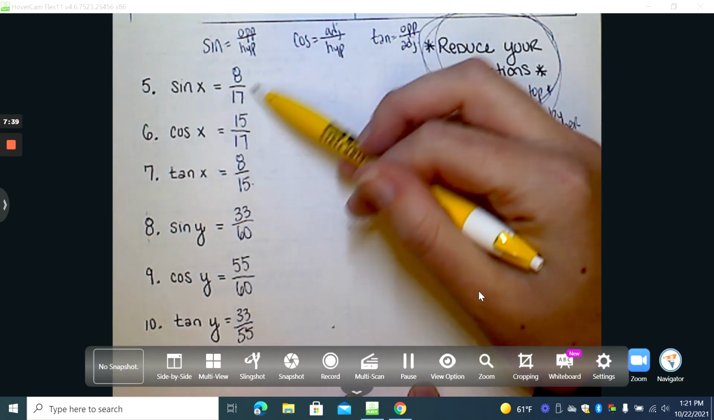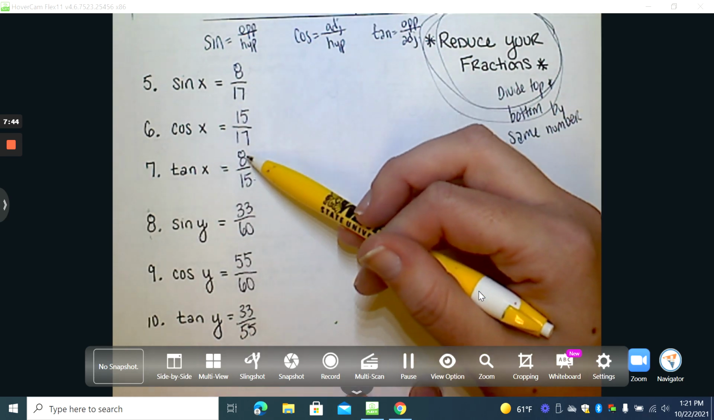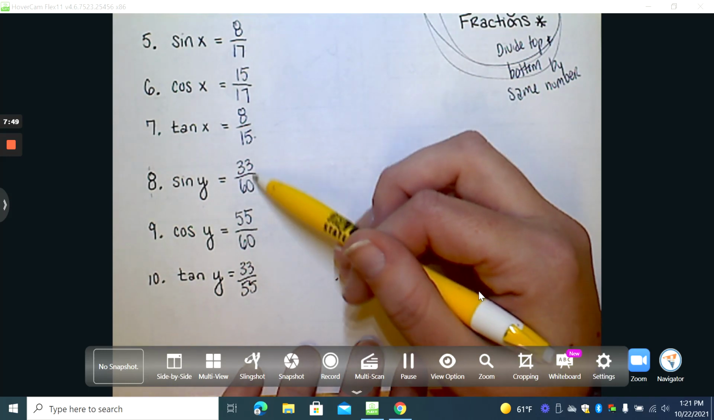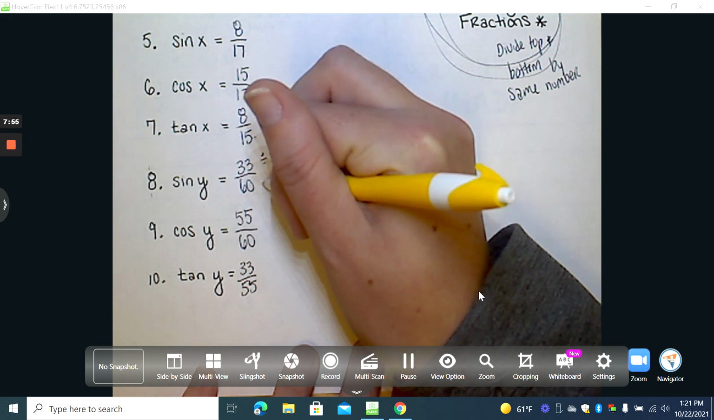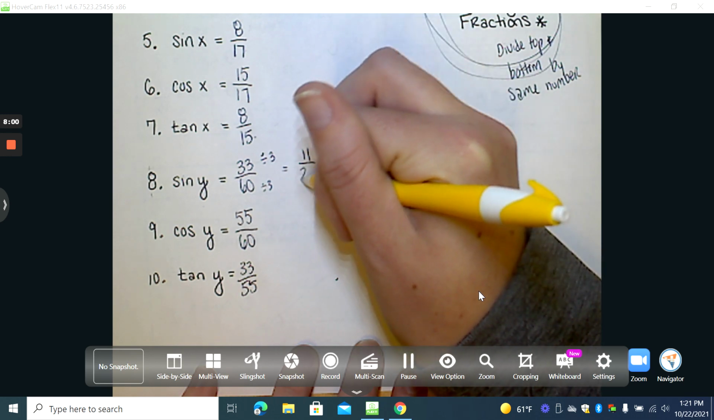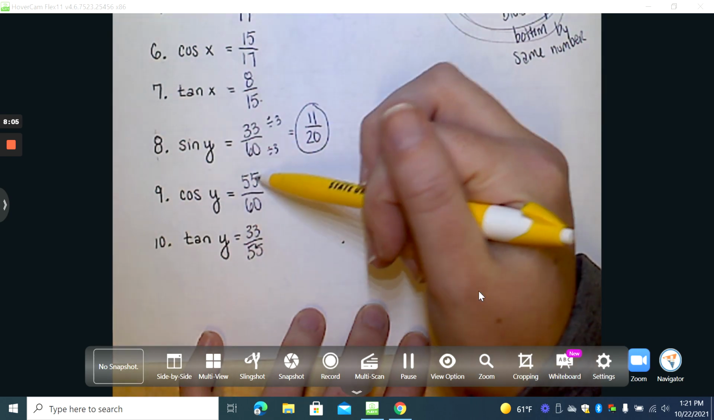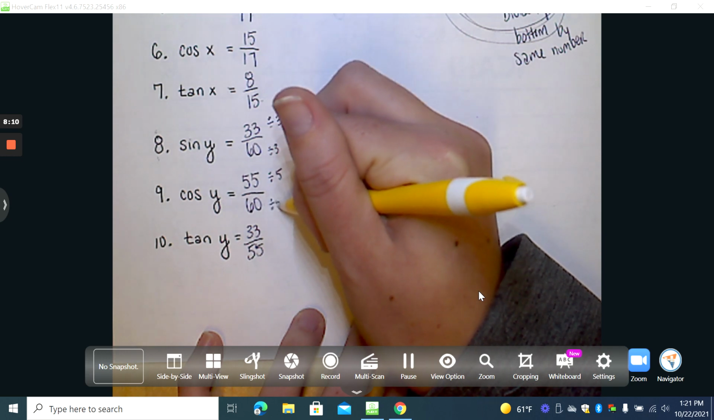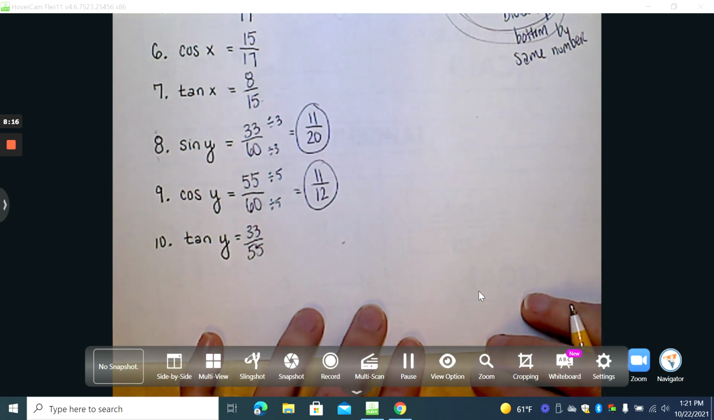So 8 and 17, there's nothing I can divide by. 15 and 17, those I can't divide by the same number. And 8 and 15, I can't divide by the same number. However, 33 and 60, those I can divide them both by 3. And I get 11 over 20 as my reduced fraction. 55 and 60, I know I can divide those both by 5. And I get 11 over 12. And that's my reduced fraction.